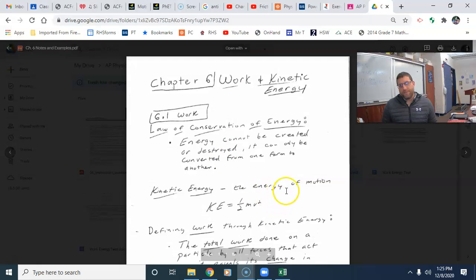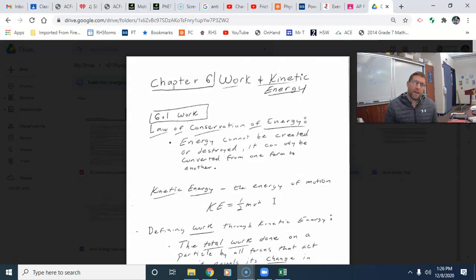Kinetic energy is defined as the energy of motion. And as a formula, it's KE equals 1/2 mv squared. We'll worry about that more later. But when you do work on an object, you change that object's kinetic energy. So they're related in that fashion, and we'll expand on that as we go through this chapter.